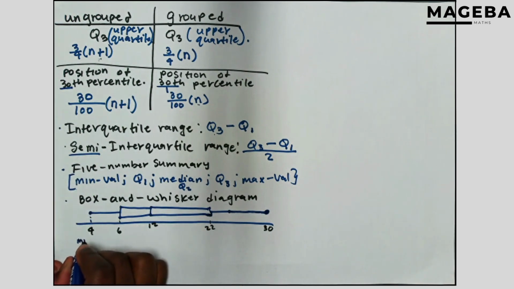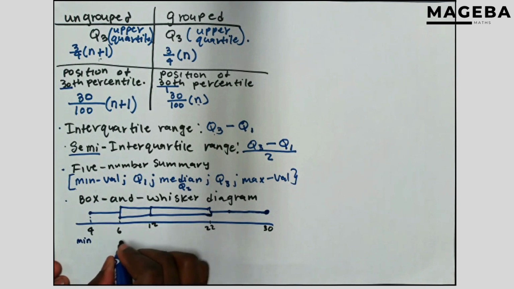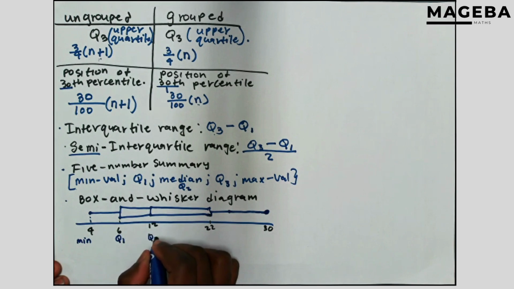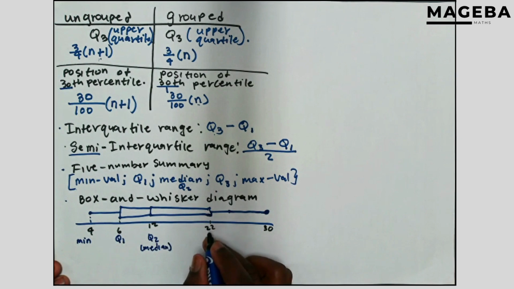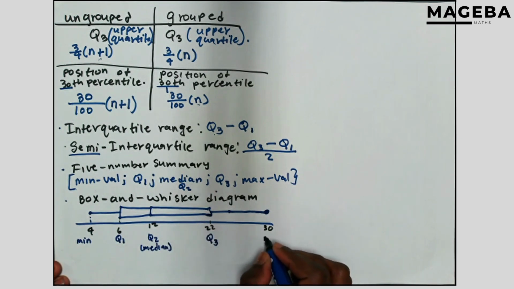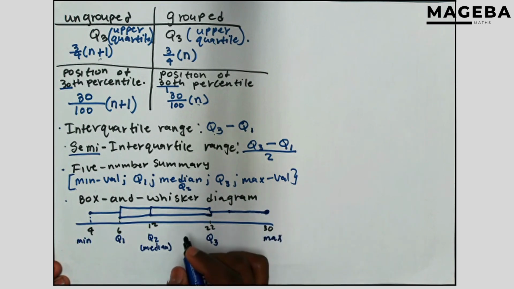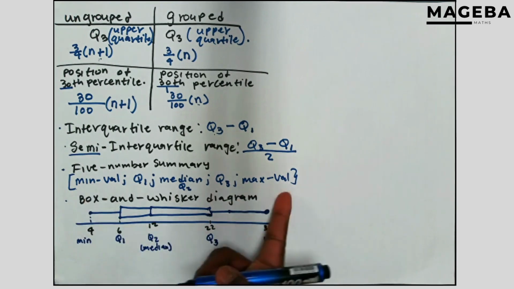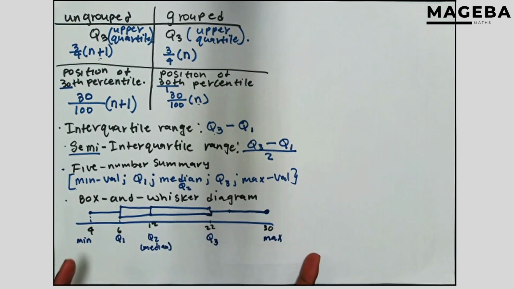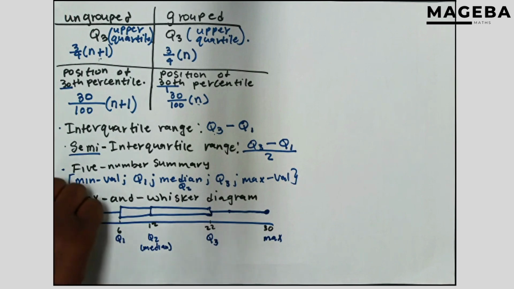These are just for a 5-number summary, but now remember, this is the minimum. And then this one is going to be my Q1. This one is the median, which is Q2. And then this here is going to be my Q3, and this here is going to be my maximum value. The 5-number summary for the box and whisker is minimum, Q1, Q2, Q3, and the maximum value.